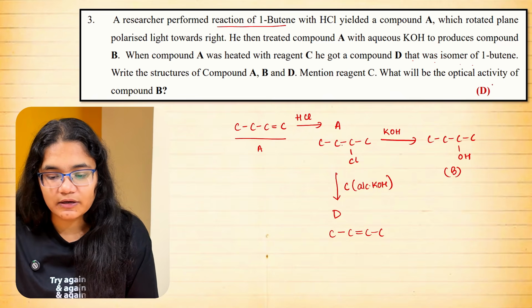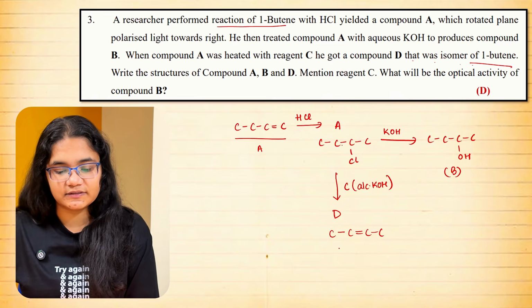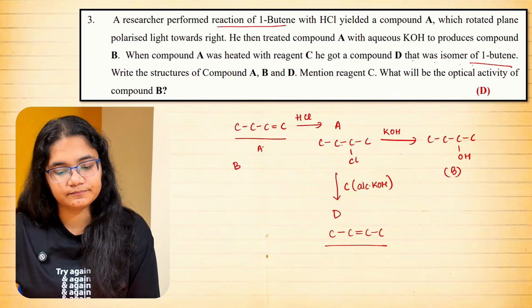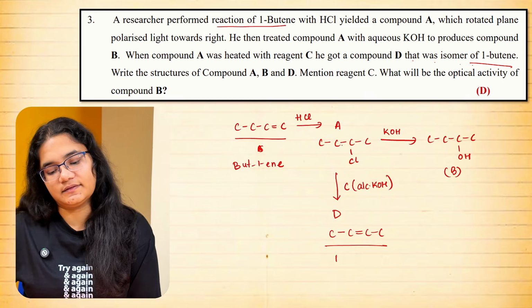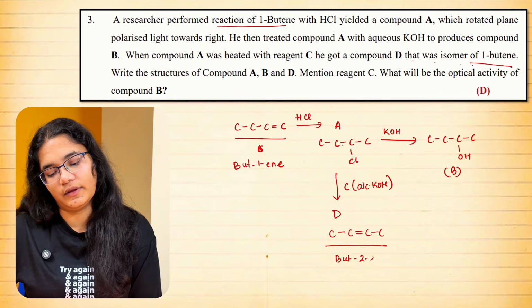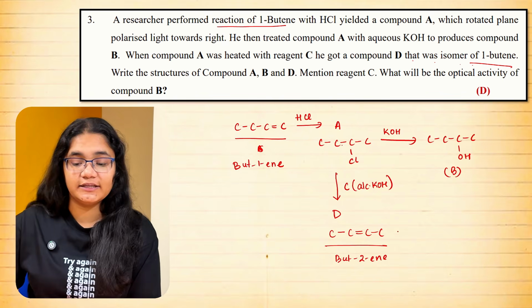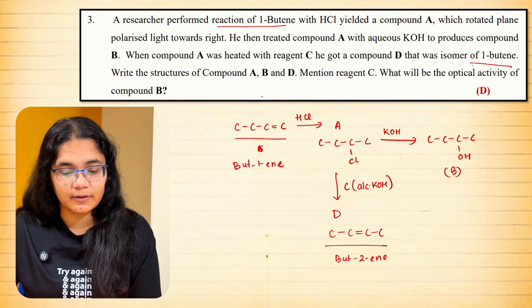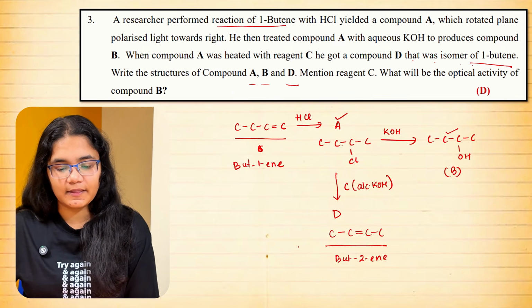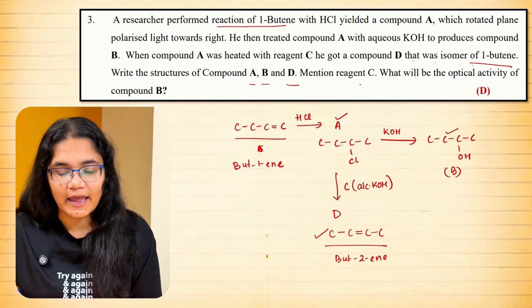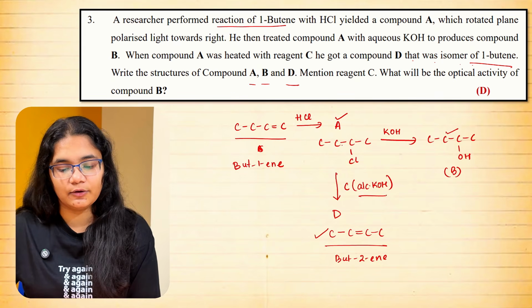Which is an isomer of 1-butene, right? This is not A. This is but-1-ene, and this is but-2-ene, so they are isomers of each other. Next, write the structure of compounds A, B, and D. So this is A, this is B, and this is D. And mention the reagent C, that is alcoholic OH.